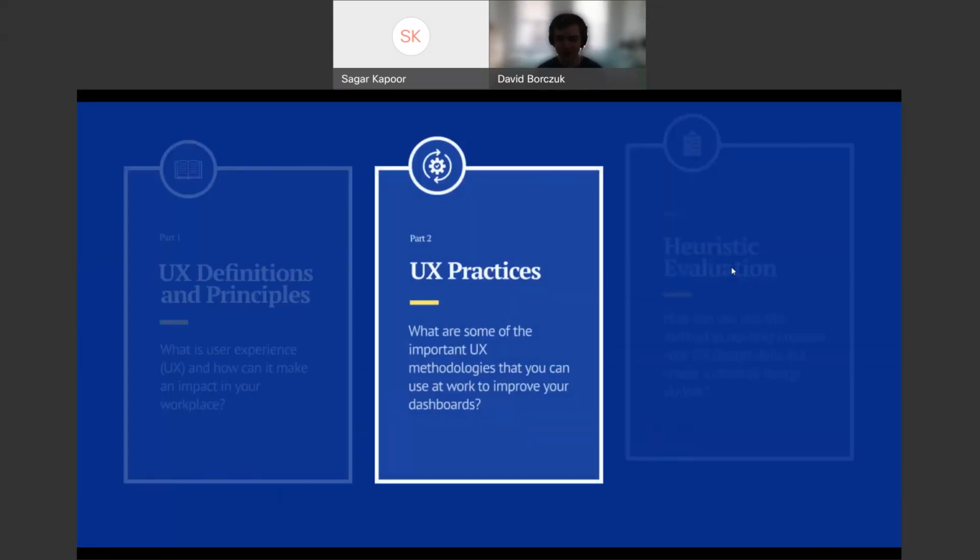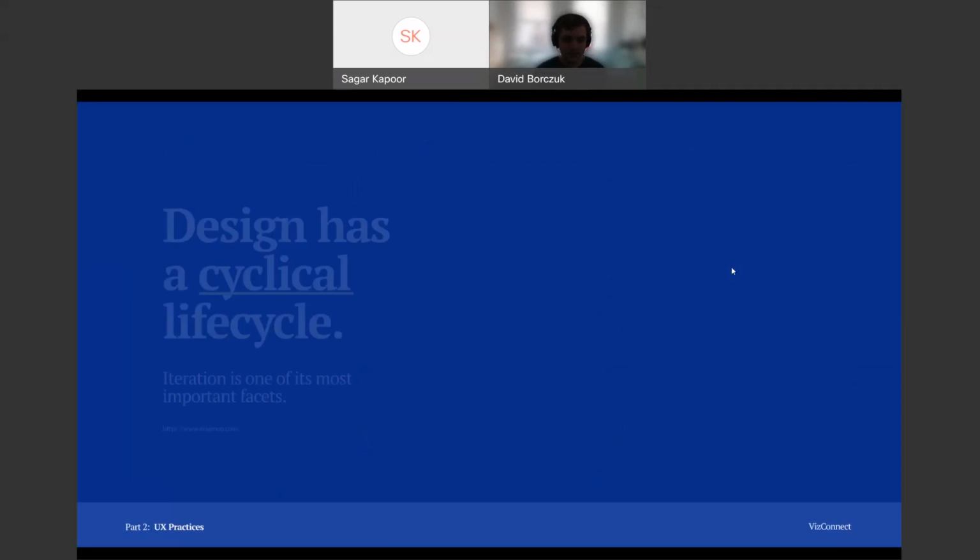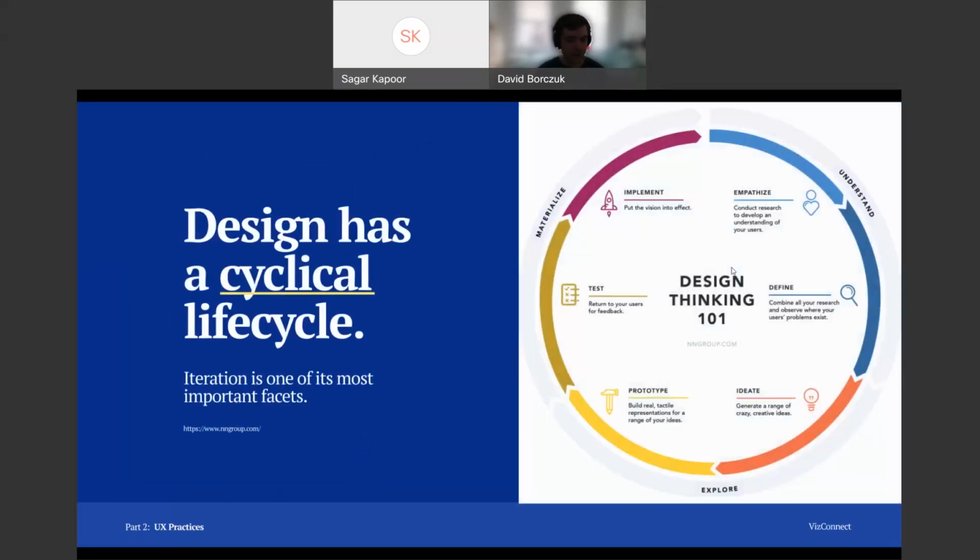So we got through the first part. That was quick. Now we want to do kind of the meat of this presentation, which is the UX practices. You learn these definitions, but what are some ways you can actually implement a user experience stack at your job? So before we go anywhere, we have to kind of describe the cycles that involve user experience.